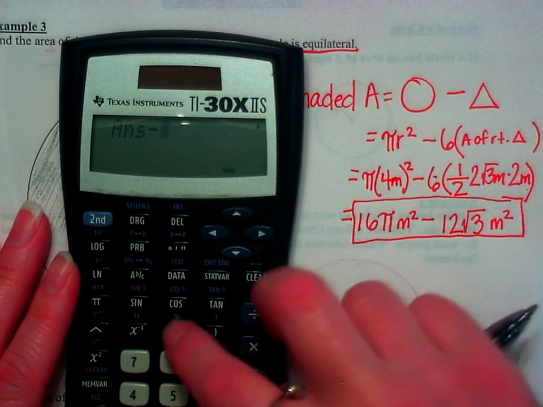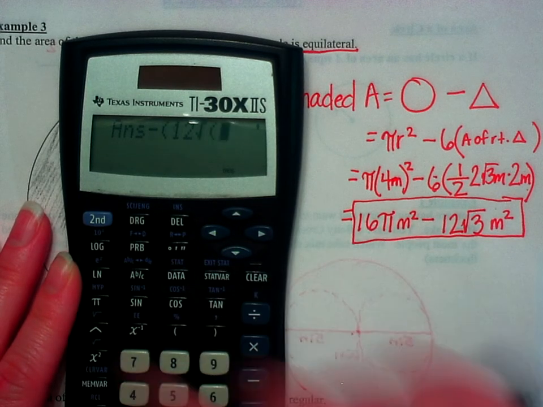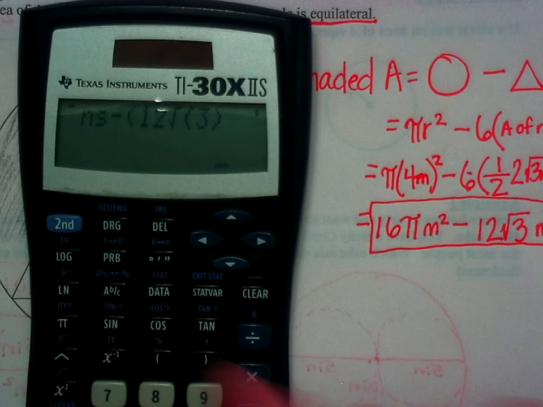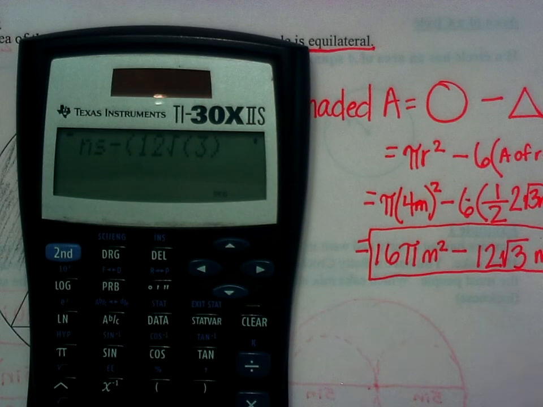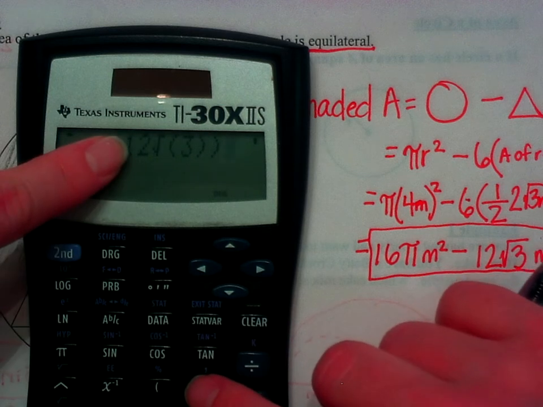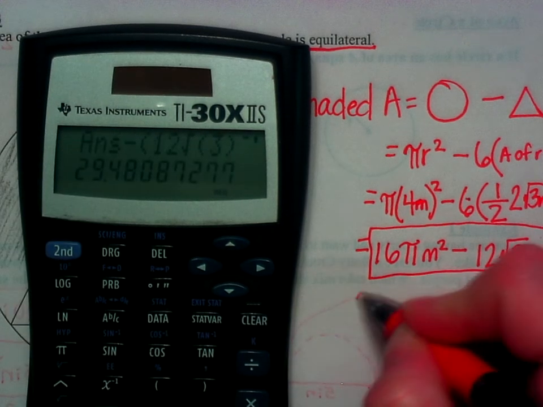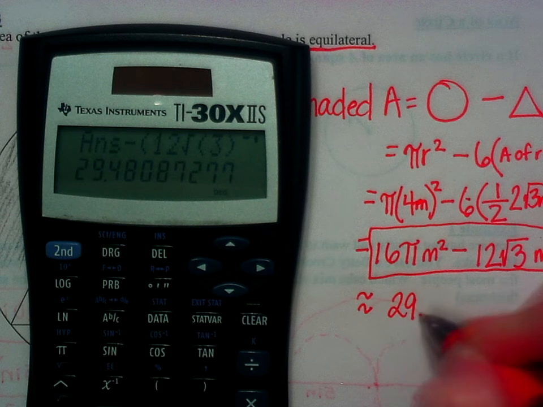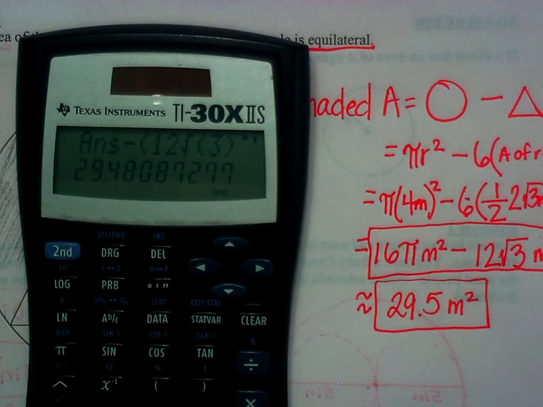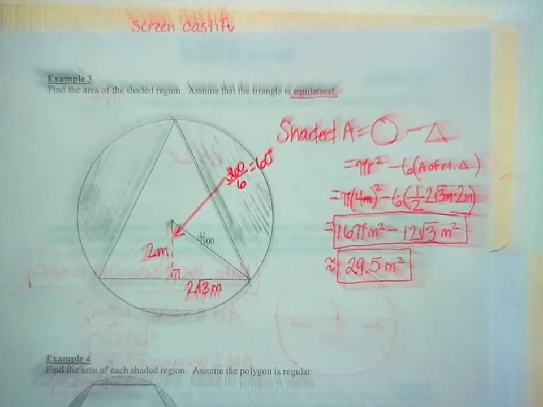So in parentheses, 12 square root 3. Close up the 3. There's kind of a glare right there. I'm sorry. Let me move that. There we go. And then you got to close up the first parenthesis as well. Close that one up. Okay? And then hit enter. And you should get approximately 29.5 meters squared. Okay, so that was our first example. Let's just try another one.